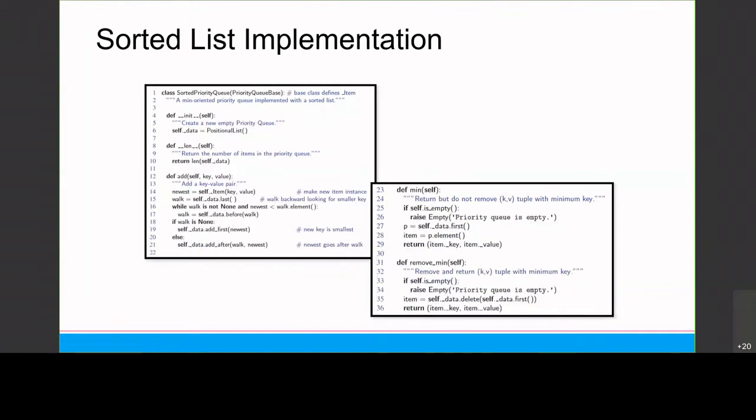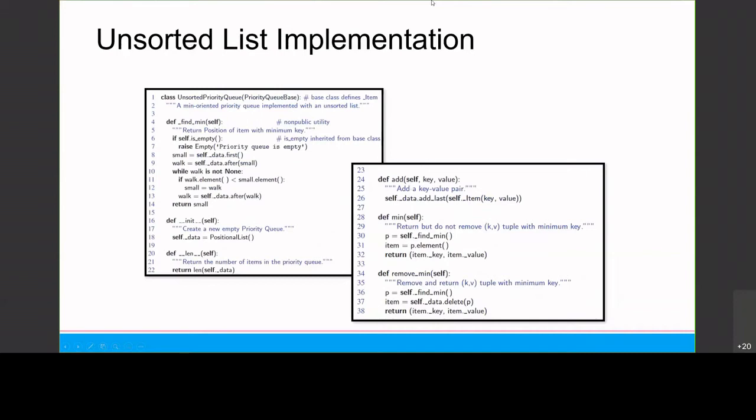Okay. This is the code for the sorted list. The idea is the same, but if you check the add section here, you can just add the value because it is unsorted, so you just add the value after the last item. And then when you want to find the minimum or remove the minimum, you need to run find minimum. What is find minimum?